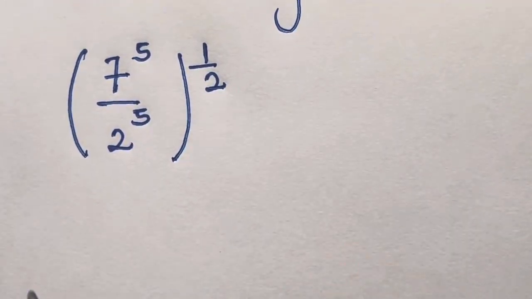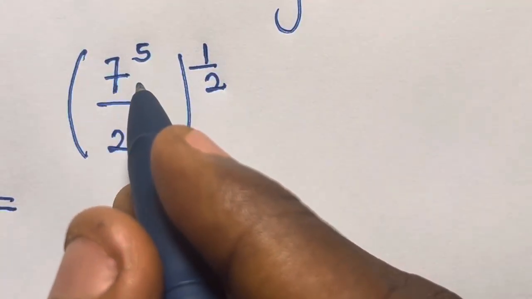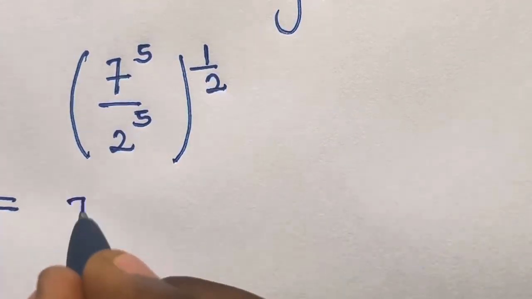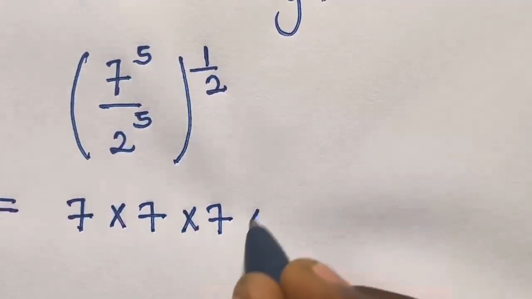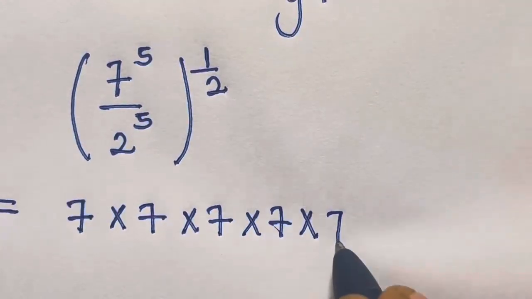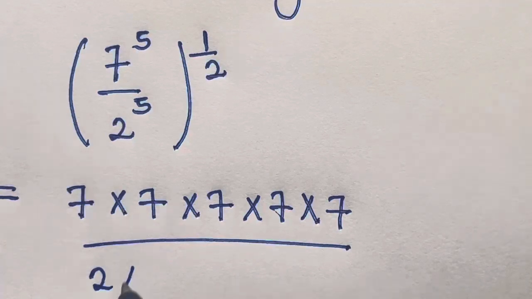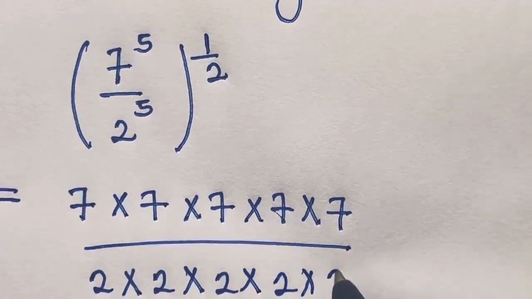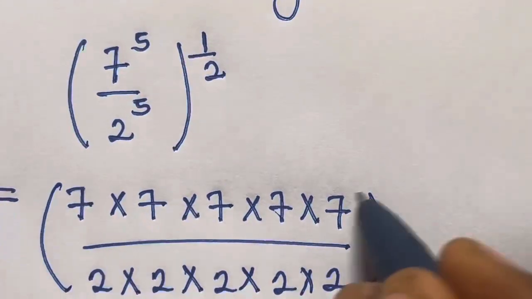So here, let's perform a simple arithmetic. 7 raised to the power 5 means 7 multiplied by itself 5 times. So we have 7 times 7 times 7 times 7 times 7. Also 2 raised to the power 5, we have 2 times 2 times 2 times 2 times 2. Then we have raised to the power 1/2.